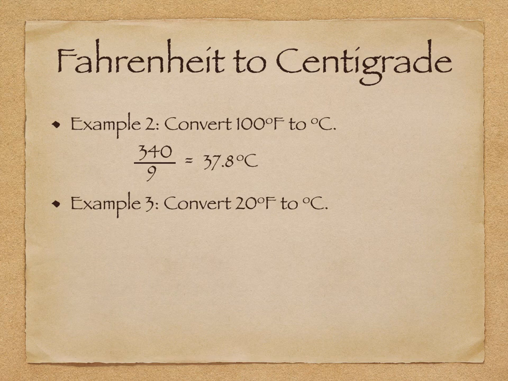Let's convert 20 degrees Fahrenheit to centigrade. 20 minus 32 is minus 12, times 5 is minus 60, divided by 9 is minus 6.7 degrees centigrade.